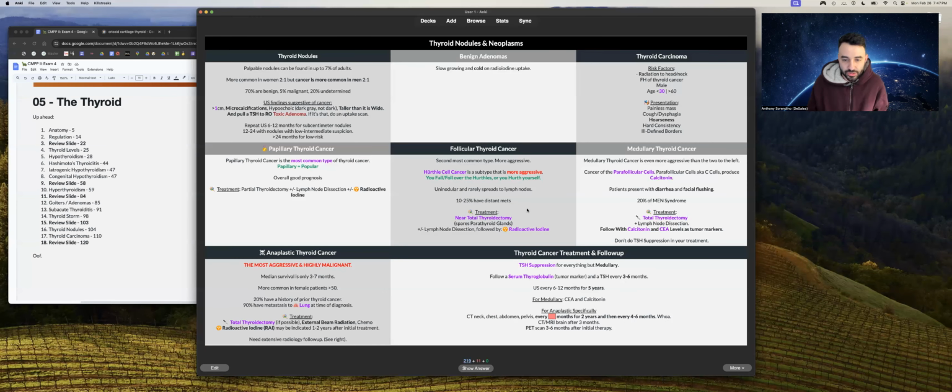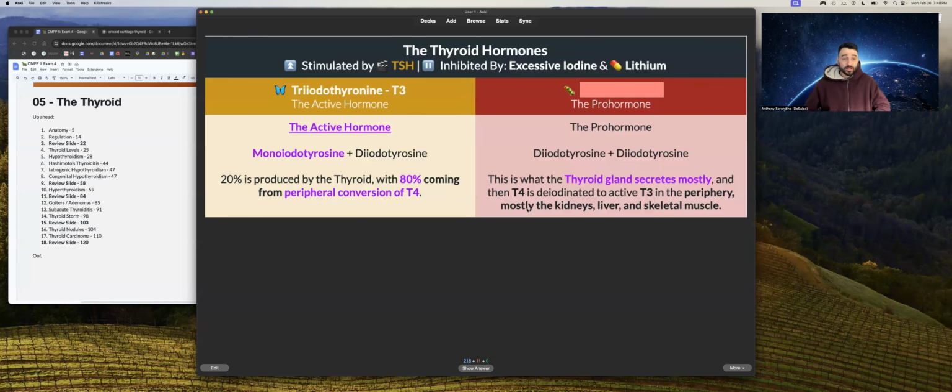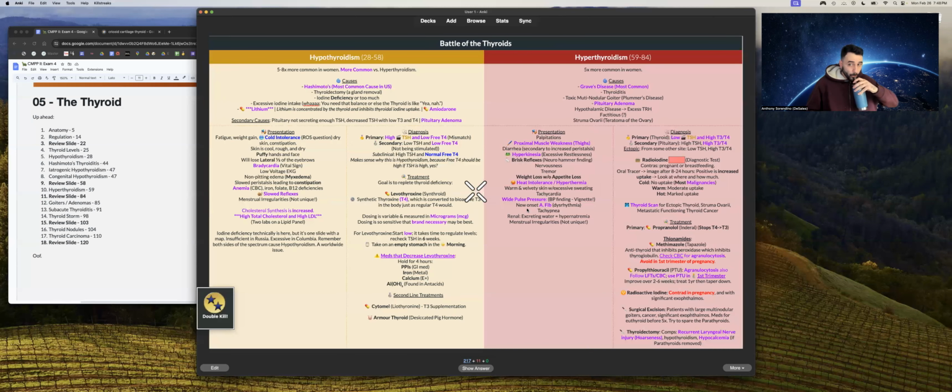All right, more cancer stuff, CT. All right, anaplastic is like you get all this radiation. It's crazy. I think you get CT chest, abdomen, pelvis every 1 to 3 months for 2 years. That's insane. All right, T4 is going to be the prohormone of the thyroid.